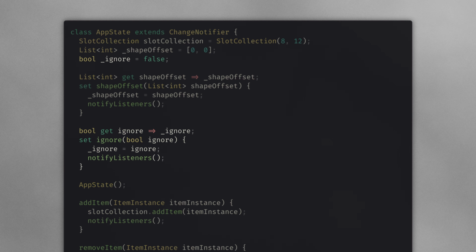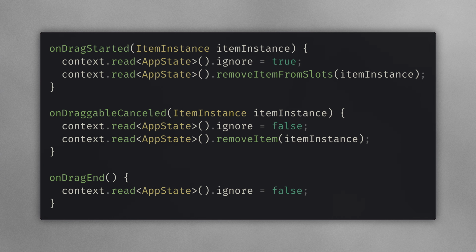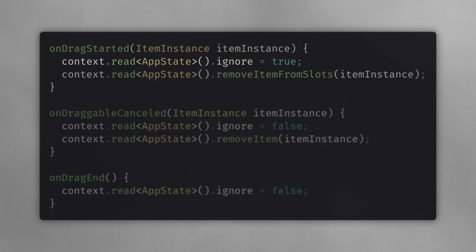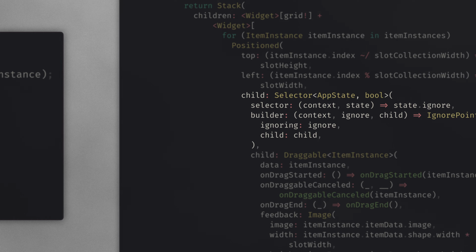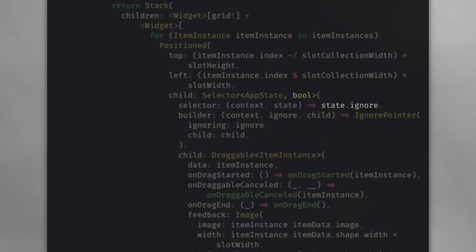With a quick addition to the app state, we can keep track of whether to flip ignore on. It gets the same getters and setters as before, and we can use those setters in the draggables functions. When a drag is started, we want to turn ignore to true. When a drag is cancelled or ended, we want to set it back to false, otherwise we couldn't pick up any new items. This is then neatly listened to in build, with another selector, flicking on and off when asked.